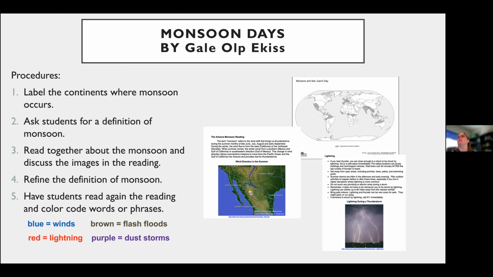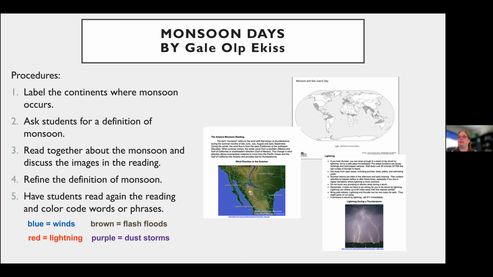So they're going to look at the map. And again, all these resources are on our website, I'm going to show you that, where you can access these maps, worksheets and reading guides. They're going to label the continents where the monsoons occur. And then, of course, we're going to ask them, what is a monsoon? Well, it's a really big storm or rain. And you get those cute answers from your students.